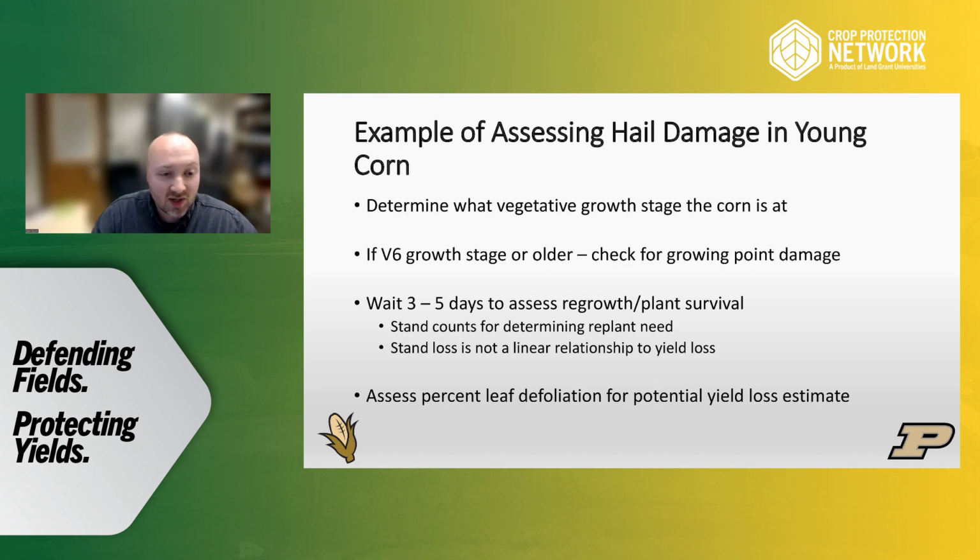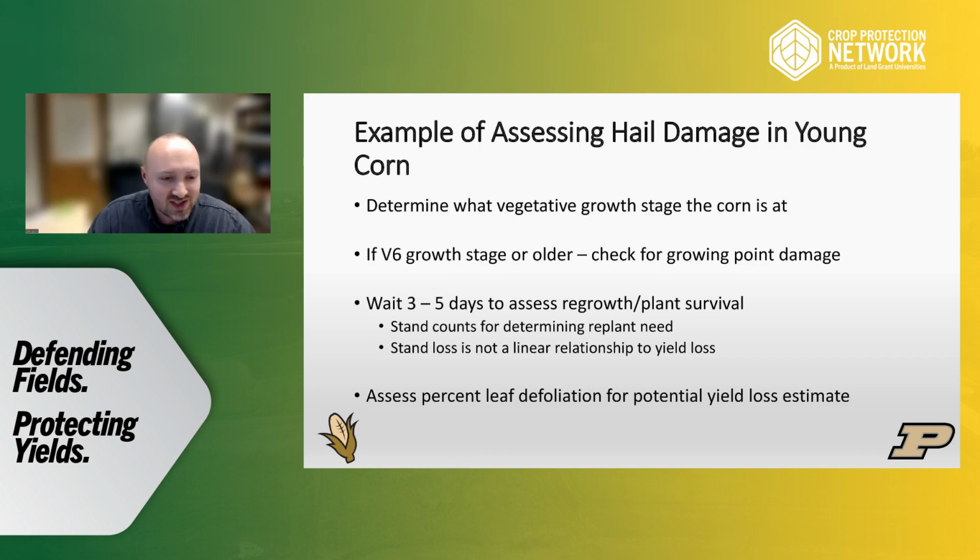And also be patient, right? We talked about this, but wait 3 to 5 days in terms of assessing what that regrowth potential and plant survival potential is. So you can also look at taking stand counts at that point in time. If we find that we do have severe growing point damage, severe plant damage that is causing plant stand losses, then we can, one, assess the survivability, and two, we can take stand counts at that point in time to give us an even better understanding of what that potential yield loss is going to be.